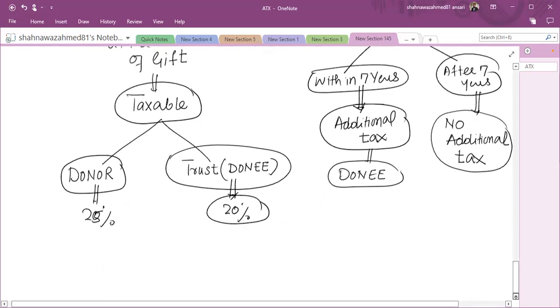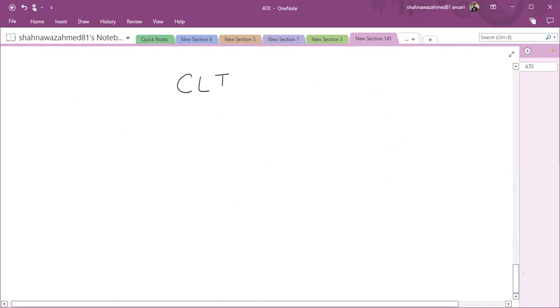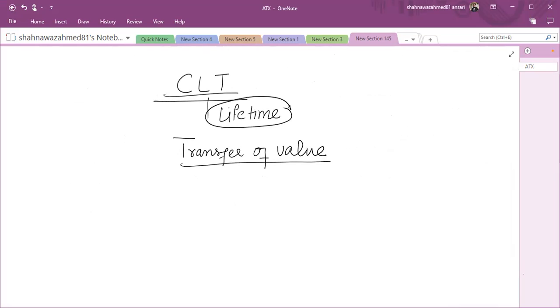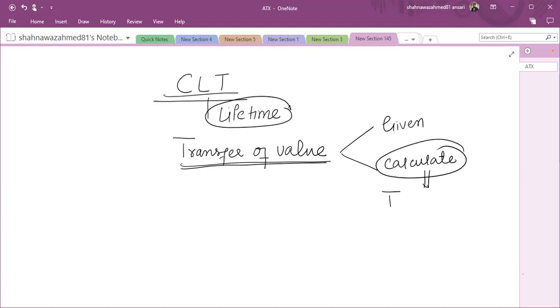Now, if we have to identify how much tax is to be paid by either donor or donee, we have to follow a format. But first of all, we learn to calculate what is transfer of value. This is the value of the item that has been given as a gift. Sometimes this transfer of value will be given to you in the exam, and sometimes we have to calculate. Usually, in the case of transfer of shares, you have to calculate. So suppose, for example, transfer of value is given.